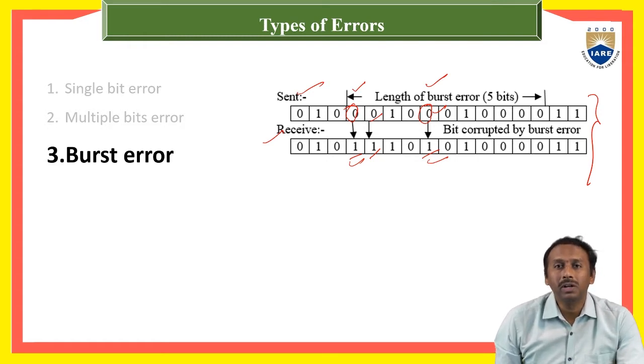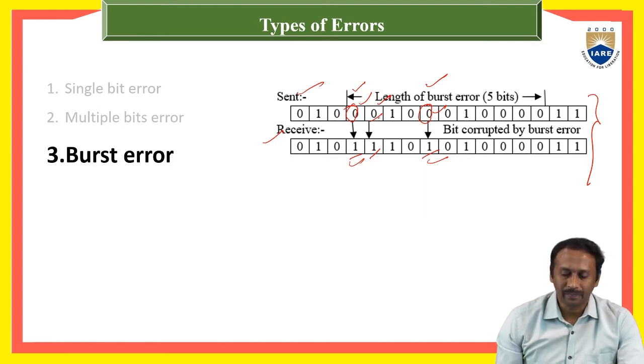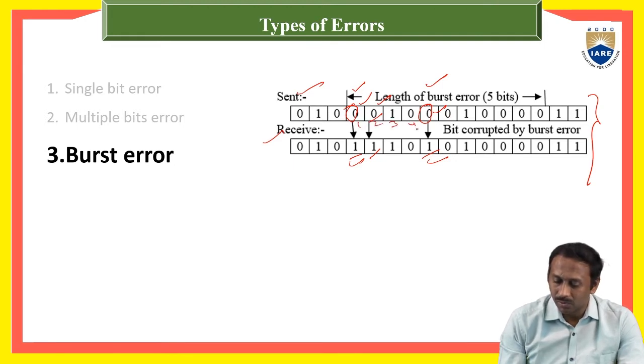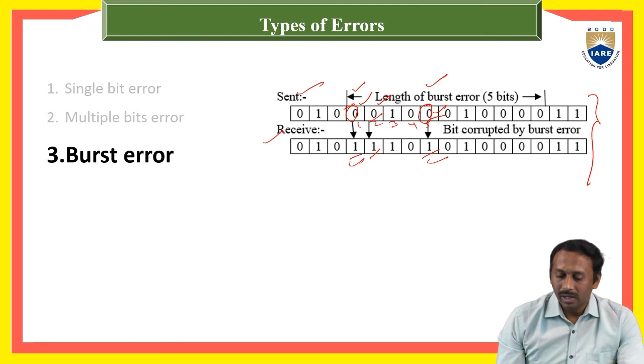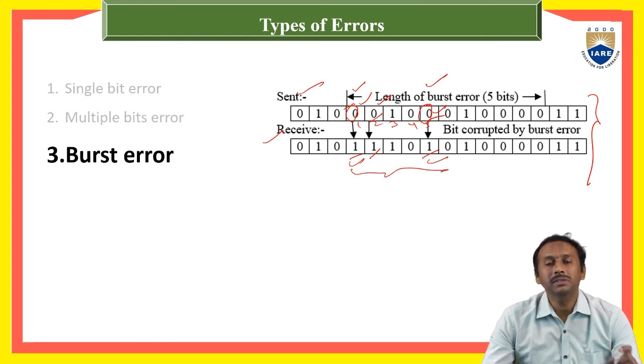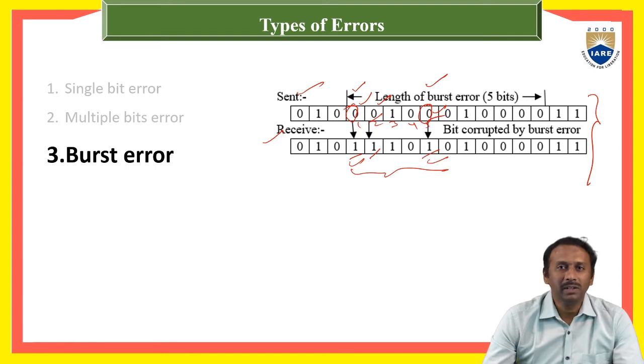I'm considering this a burst error because more than one consecutive bit is corrupted here. This is 1, this is 2 consecutively, and the next bit is replaced with 1 instead of 0. Similarly, here 1, 2, 3, 4, 5. So the error length is 5 bits. That means when the data is transmitted, only these 5 bits, up to the length of the error, are replaced from the sender's data.